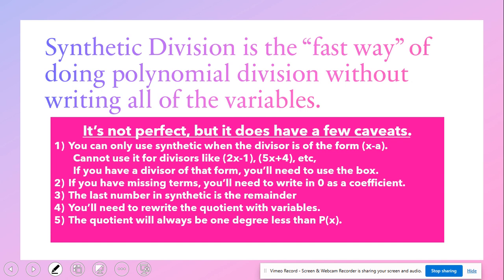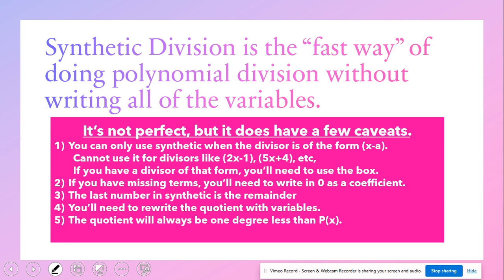Okay? If you have any missing terms, like it goes from x squared to plus 4, right? You need to use a 0 as a coefficient, otherwise it will mess up your math a little bit. As we saw, the last number in synthetic division is going to be our remainder. We can have a remainder of 0, we can have a remainder with a number.